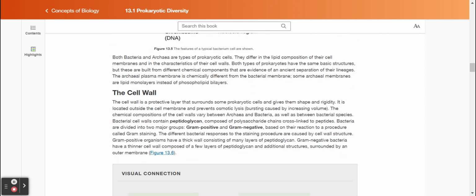Both bacteria and archaea are types of prokaryotic cells. They differ in the lipid composition of their cell membranes and in the characteristics of their cell walls. Both types of prokaryotes have the same basic structures, but these are built from different chemical components that are evidence of an ancient separation of their lineages. The archaeal plasma membrane is chemically different from the bacterial membrane. Some archaeal membranes are lipid monolayers instead of phospholipid bilayers.